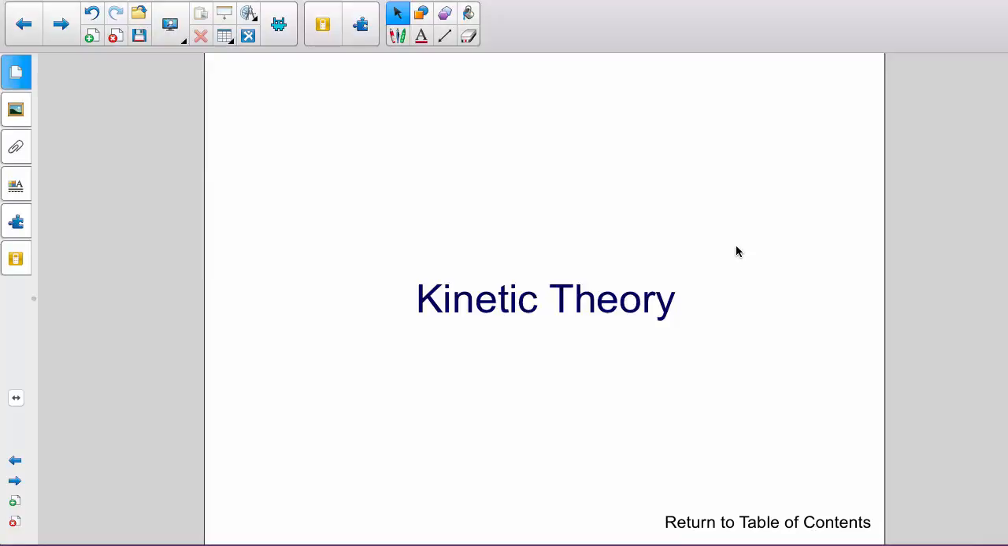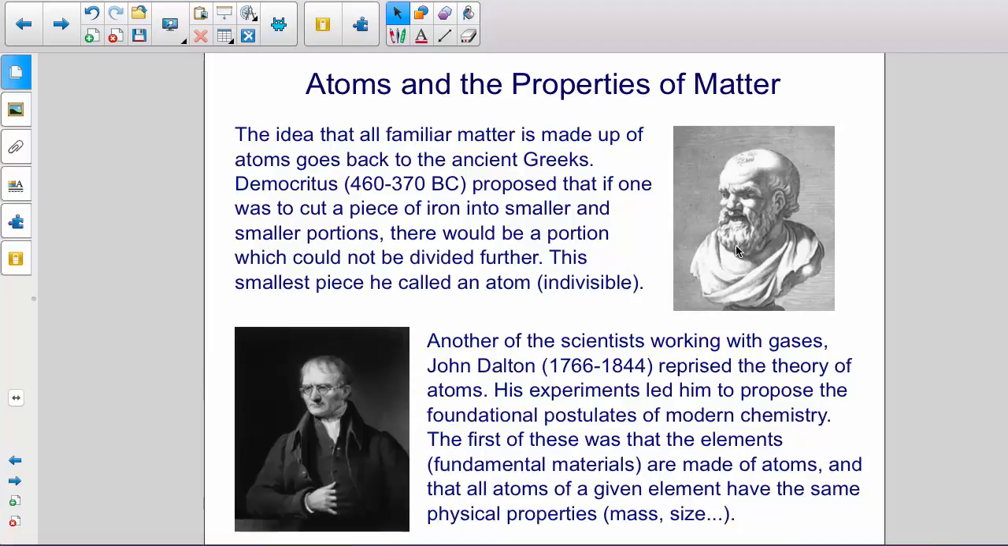Kinetic theory. Let's start off by looking at atoms and the properties of matter.